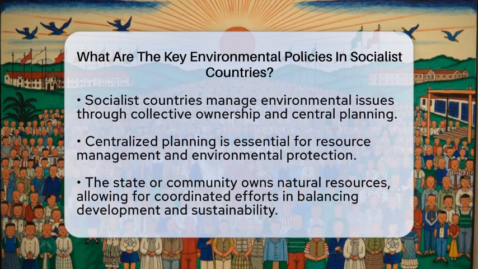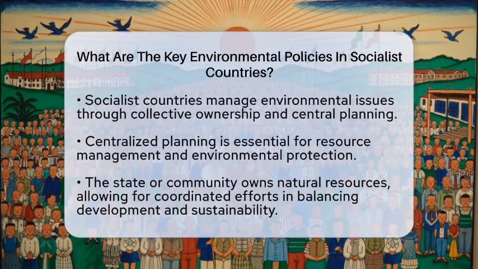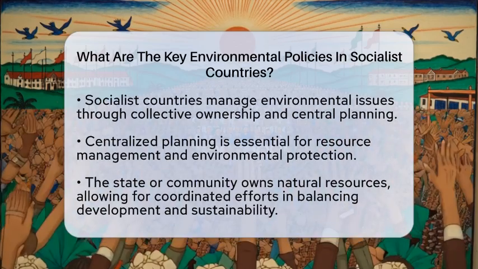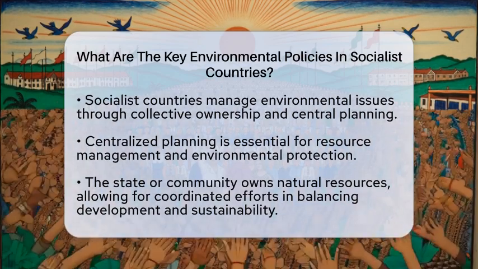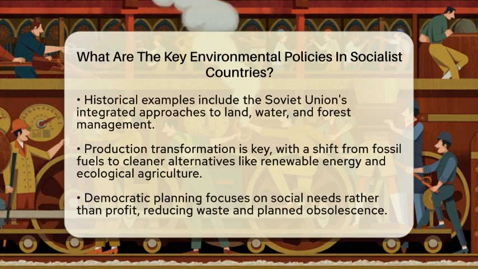use and nature protection. Another important policy is the transformation of production to reduce environmental harm. Socialist countries often shift away from harmful goods like fossil fuels. They promote cleaner alternatives, including renewable energy sources and ecological agriculture. These efforts aim to minimize pollution and resource depletion while supporting social needs.